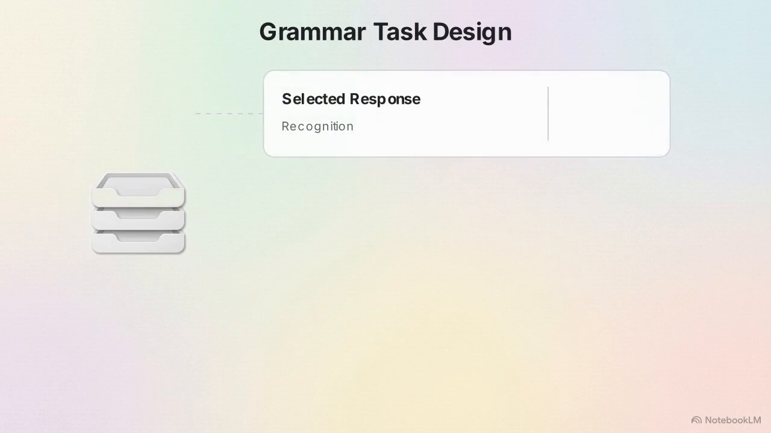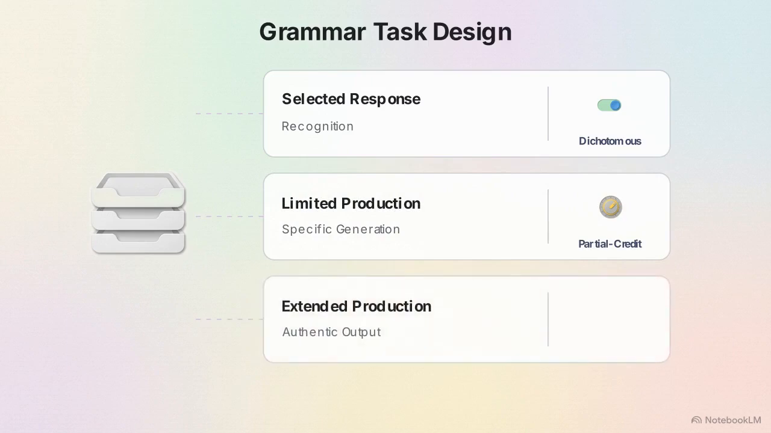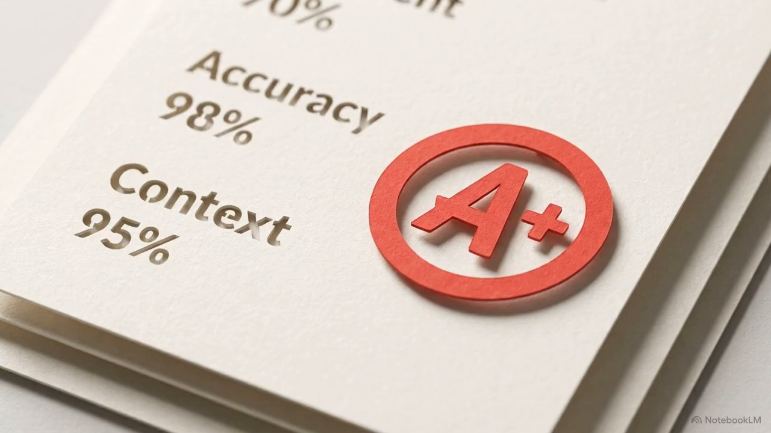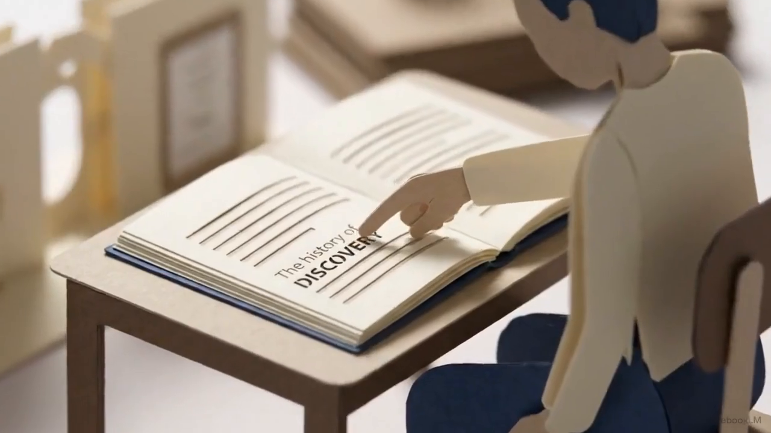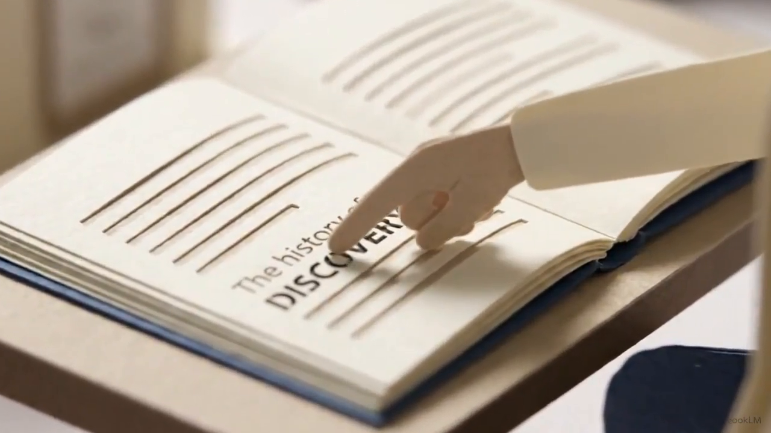Selected response tasks measure recognition and are scored dichotomously, wrong or right. Limited production tasks require specific generation, introducing partial credit scoring. Extended production tasks demand complex output, requiring detailed rubrics to measure form and meaning simultaneously. Aligning the task category with the specific grammatical goal ensures the scoring method accurately captures the student's level of control over form and meaning.